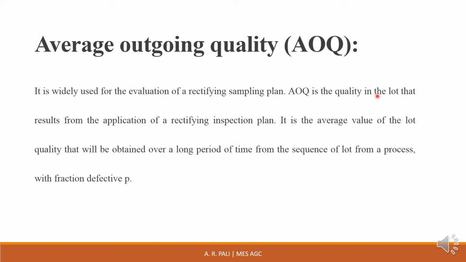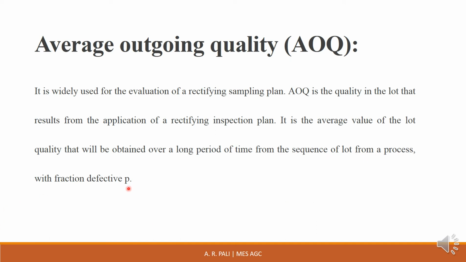AOQ is the quality in the lot that results from the application of a rectifying inspection plan. After the application of this rectifying inspection plan, the average quality of the lot which we are getting is called the average outgoing quality of that lot. It is the average value of the lot quality that will be obtained over a long period of time from the sequence of lots from a process with fraction defective P.